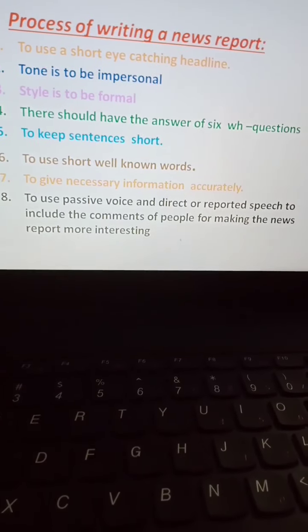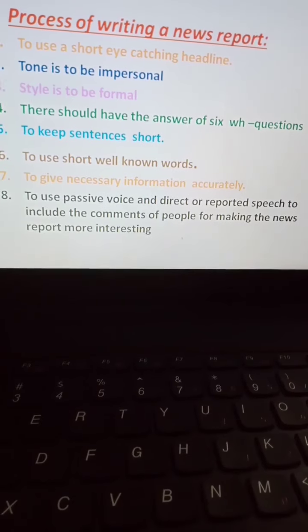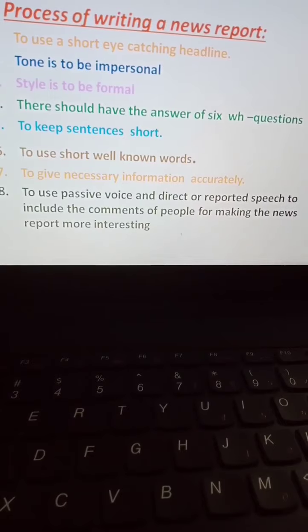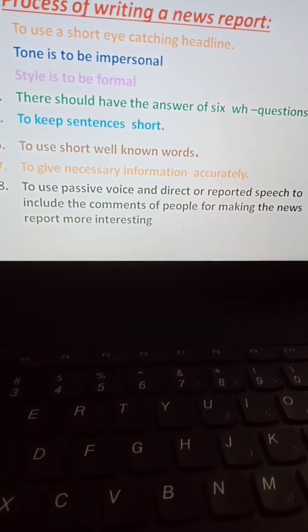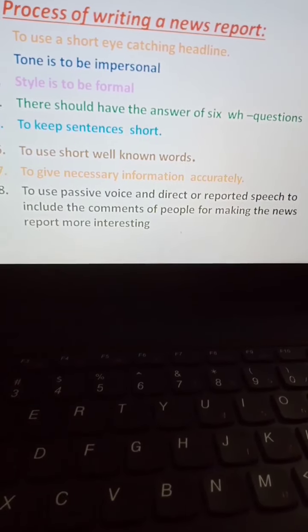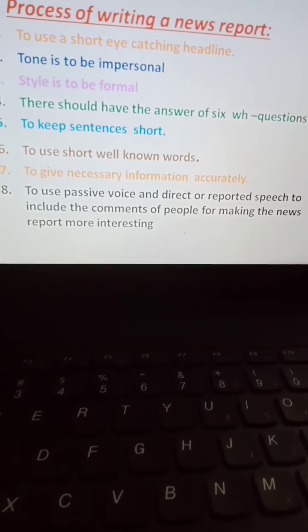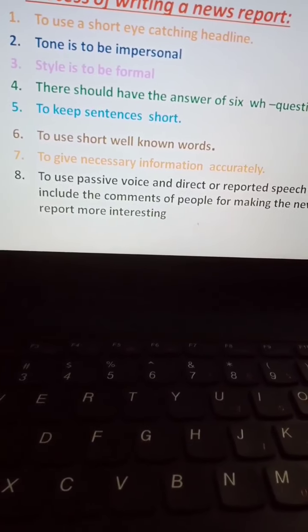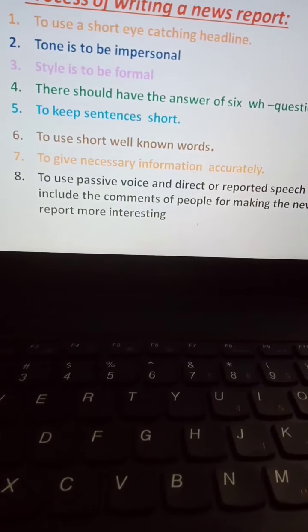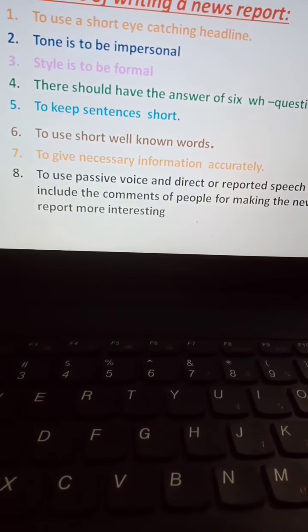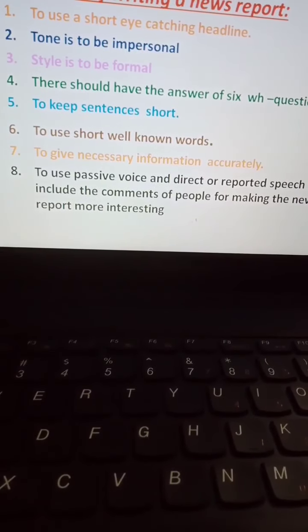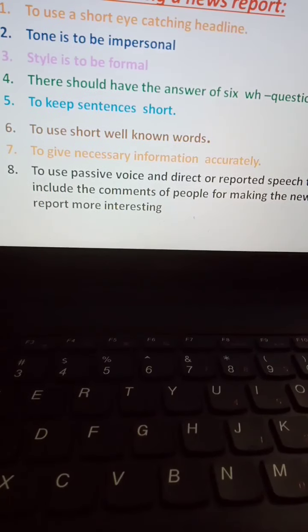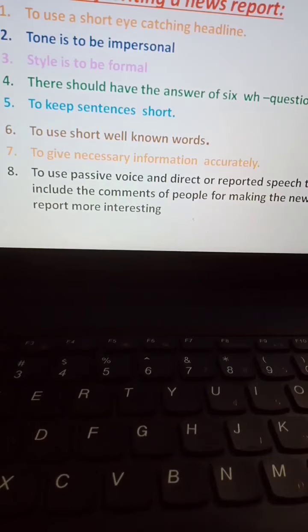So in the news report, you should have the answer of the 6 WH questions of the event, of the incident. Okay, number 5, to keep sentences short. So a reporter should keep in mind that the sentences of a news report must be short. It should not be a very long sentence.